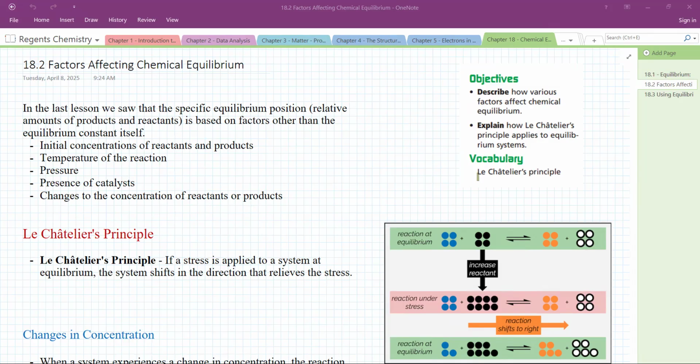So two objectives for this video. We want to talk about various factors and how they affect chemical equilibrium. And then we want to talk about Le Chatelier's principle and how it applies to equilibrium systems.